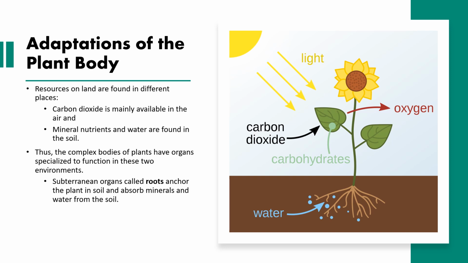So we're going to have these subterranean, which means underground, organs, which are going to be called roots. The roots are both going to anchor the plants in the soil, but they're also going to allow them to absorb minerals and water from the soil. And above the ground, we're going to have these organs called shoots. So shoots are going to be these different structures that are going to be stems that are going to be able to transport water and other molecules, but also are going to support the photosynthetic leaves.